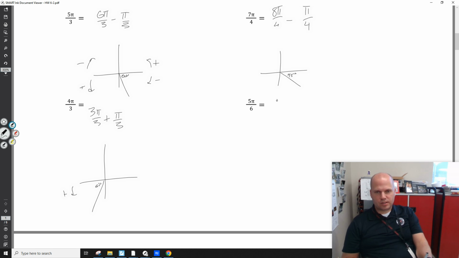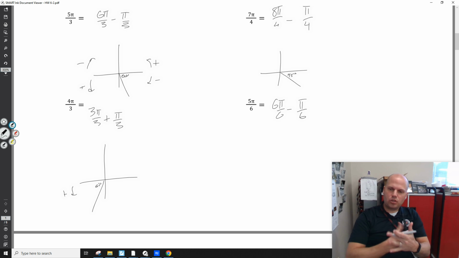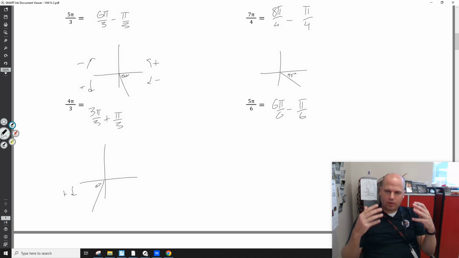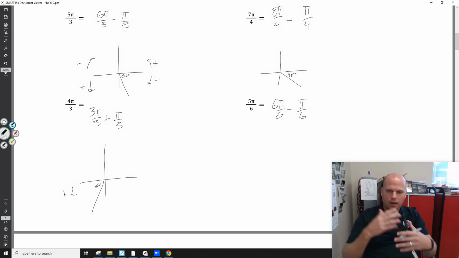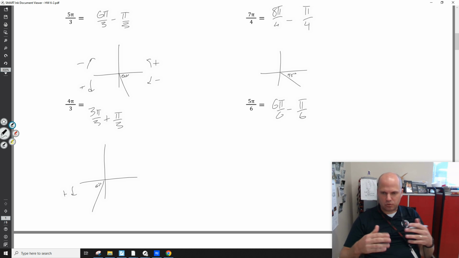5 pi over 6 is 6 pi over 6 minus pi over 6. So the key is to be able to write pi and 2 pi as amounts of pi's over whatever. So like 3 pi over 3 is pi, 6 pi over 6 is pi, 12 pi over 6 is 2 pi, 6 pi over 3 is 2 pi, 8 pi over 4 is 2 pi, and then add or subtract one of these pi over whatevers.